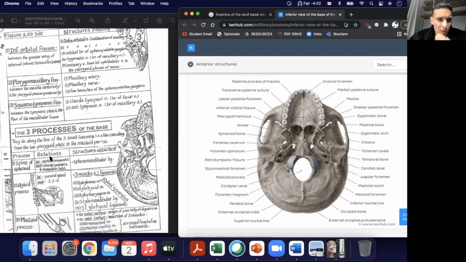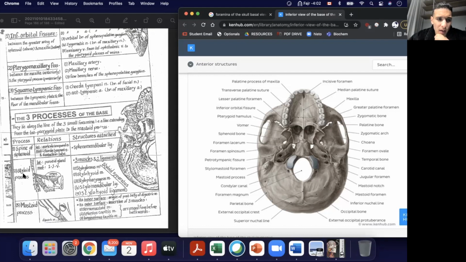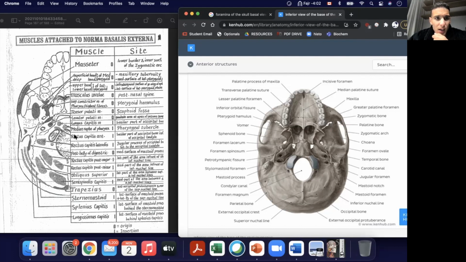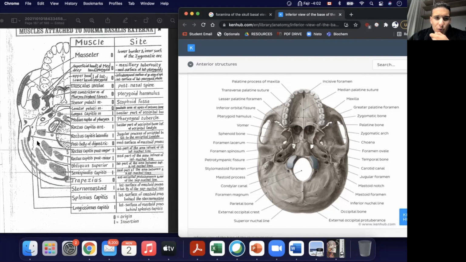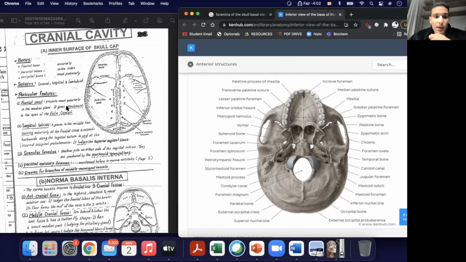What other important things? We've talked about the styloid process and the mastoid process. This is just for muscle attachment in the future, so you don't need to know about this right now. And the cranial cavities, I'll talk about them in the next video. For this video, we're done. We've covered the verticalis, the occipitalis, the frontalis, the lateralis, and the basalis.